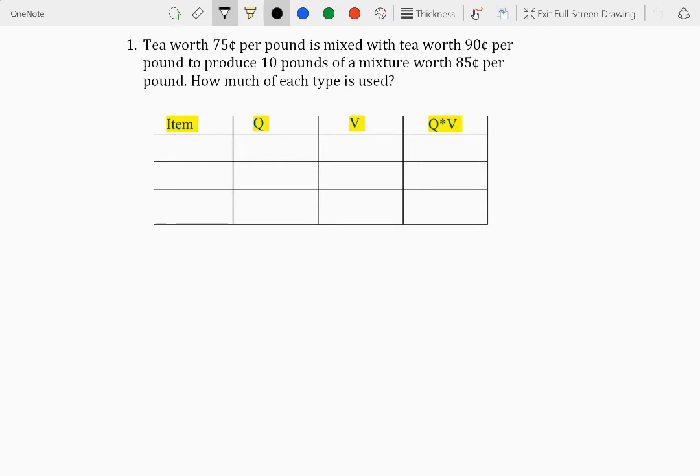So tea worth 75 cents per pound is mixed with tea worth 90 cents per pound to produce 10 pounds of mixture worth 85 cents per pound. How much of each type is used?